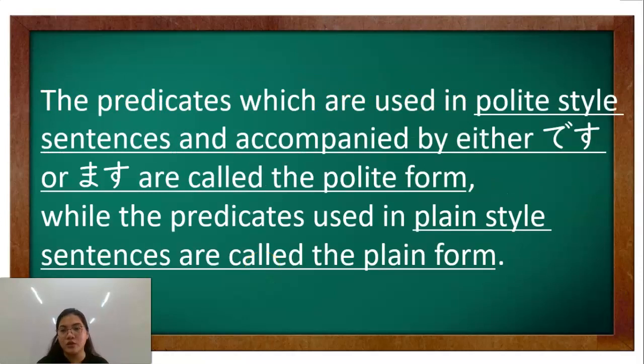Okay, so the predicates which are used in polite style sentences and accompanied by either des or mas are called the polite form. Okay, so yung mga predicate na merong des or mas, sila yung polite form. While the predicates used in a plain style sentence are called the plain form. Okay, so yun yung mga plain style or just like hindi mga mas or hindi des. So sila yung tinatawag natin na plain form. So let's identify what is plain form.